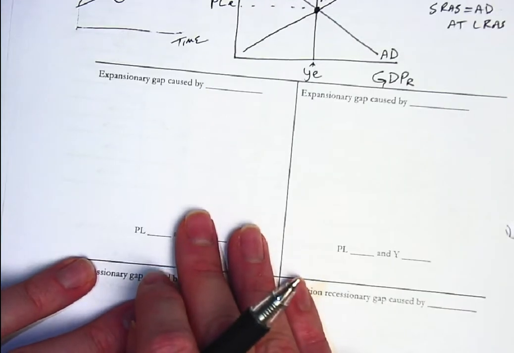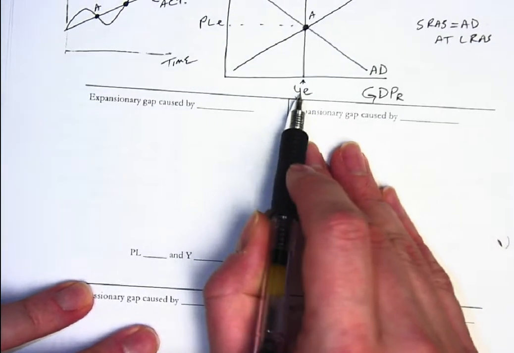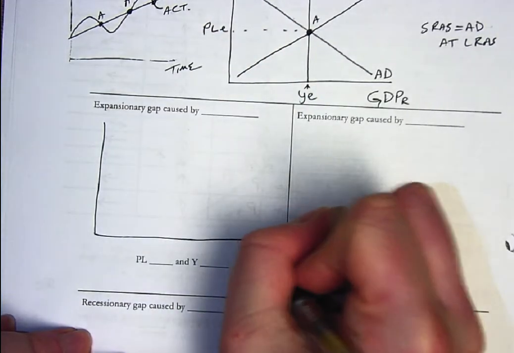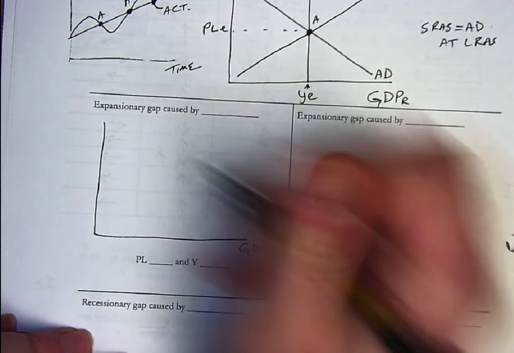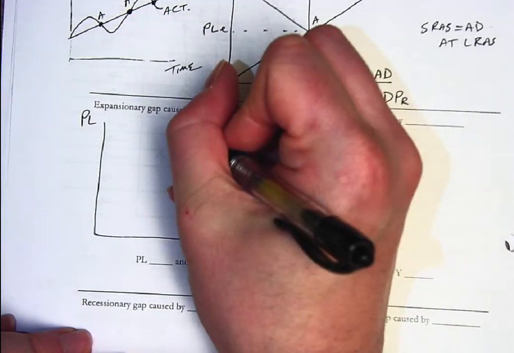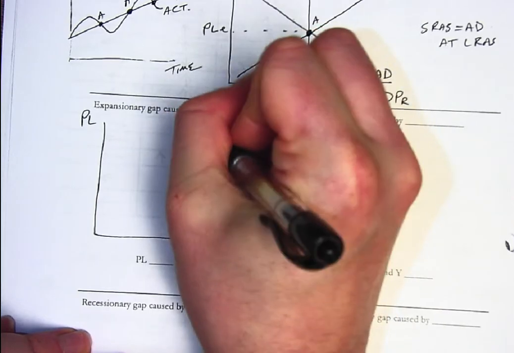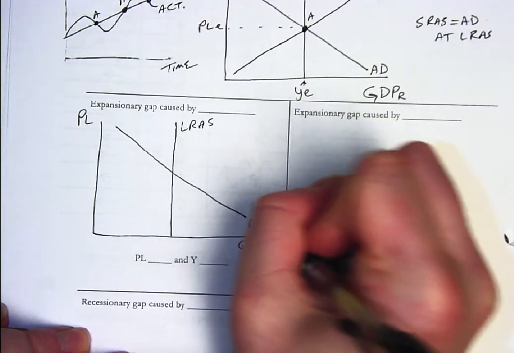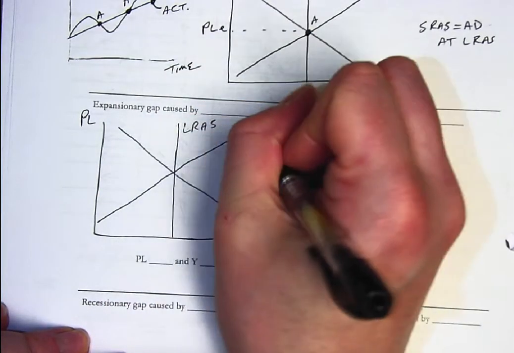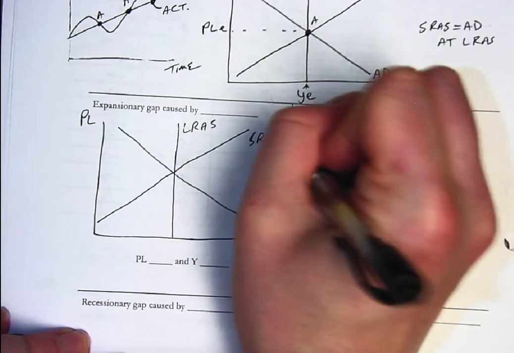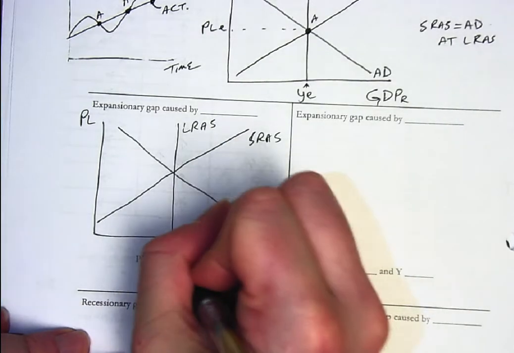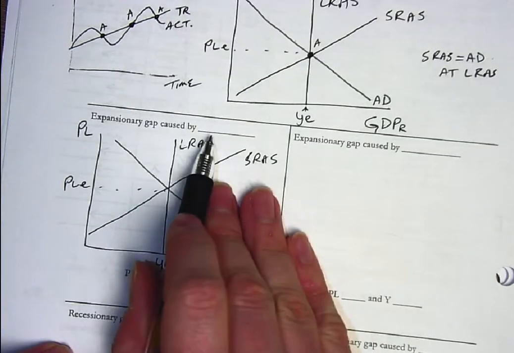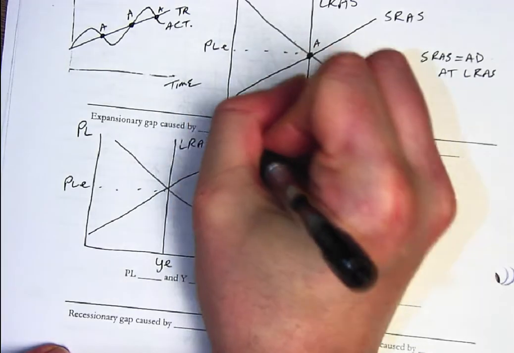And a gap is the idea that we are not operating at YE. So we're going to start with GDPR and PL. And what we're actually going to do each time is we're going to start in the long run, and then we're going to move out of it. So we're going to say the first is aggregate demand, and then short run aggregate supply. And we're going to say that there's going to be an expansionary gap. I'm just labeling here. Expansionary gap caused by aggregate demand going up.